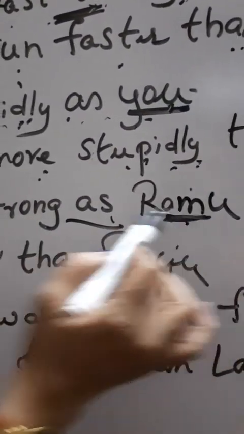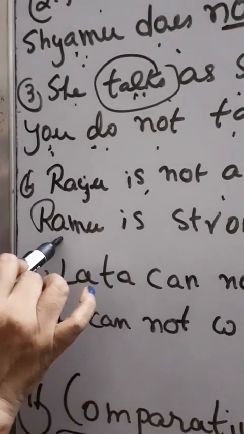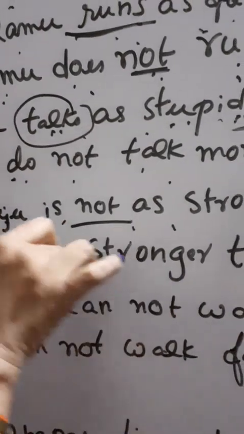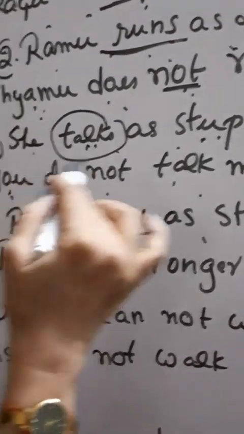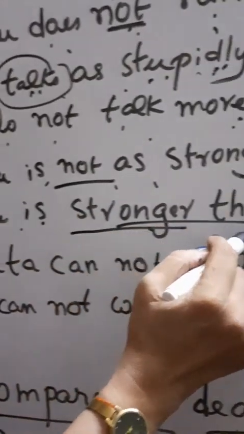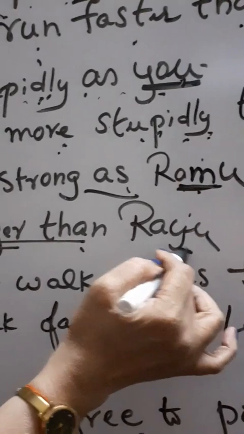Raju is not as strong as Ramu. As Ramu. Ramu, you have to write here. Ramu is, the sentence is negative. Now do it affirmative and bring comparative form. Ramu is stronger than Raju.